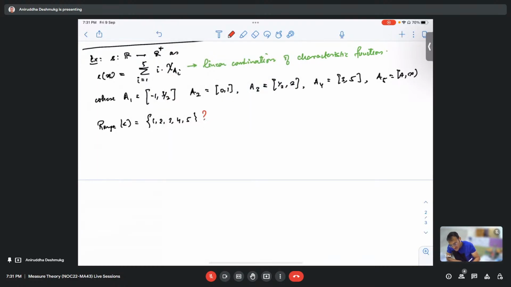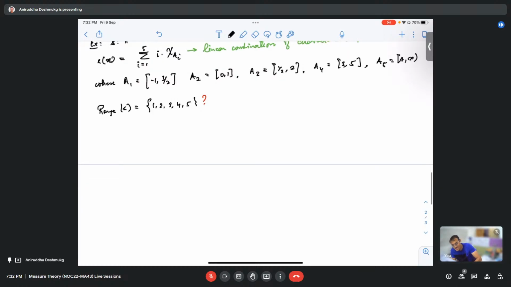I think the sets you have defined are not mutually disjoint. Right, that is why I'm not calling this a simple function. If they were mutually disjoint and the union would be R, then I would have called it a simple function. But this is not a simple function. This is just a linear combination of some characteristic functions. So it will take bigger values then. So this range is not {1, 2, 3, 4, 5}. Let us see what this range is.